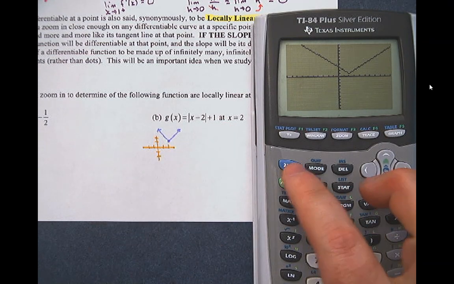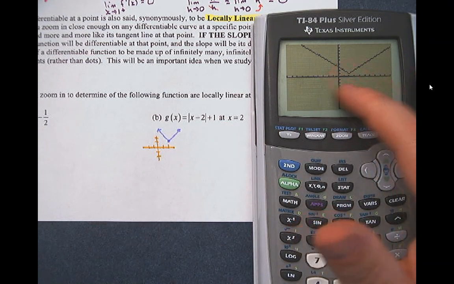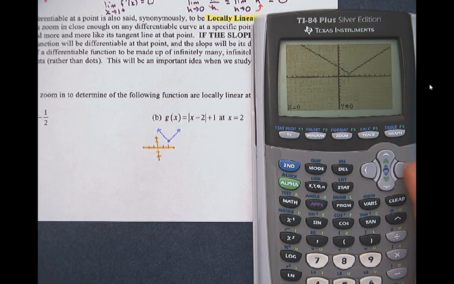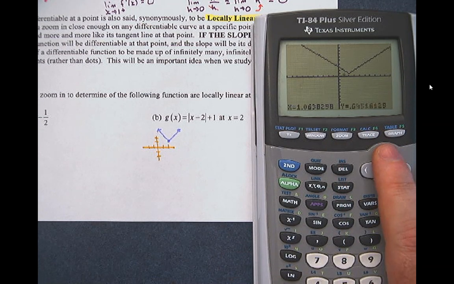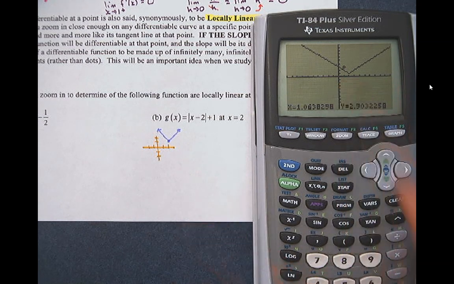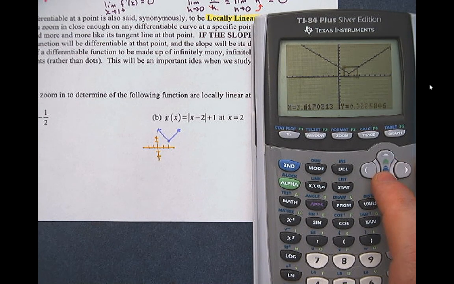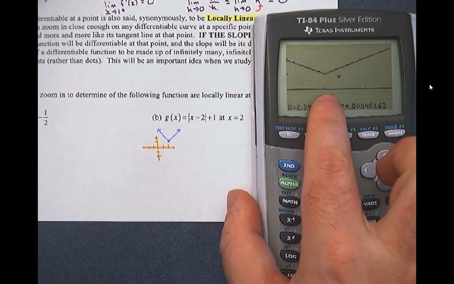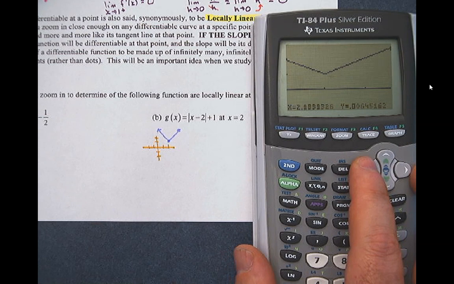So I'm going to go to zoom box again. I don't need to change my window because I can make a pretty good box around that spot. So zoom box, take your little cursor, and you want to get above and to the left of the point that you want in question. So I'm going to hit enter. I'm going to now make that box cover that section of the graph. I'm going to go a little bit beyond it this time. Okay, there's my picture. Now if I look here, over here is where x is 2.